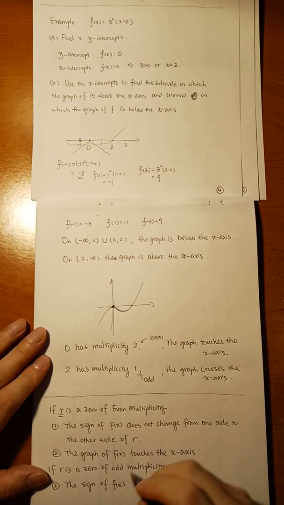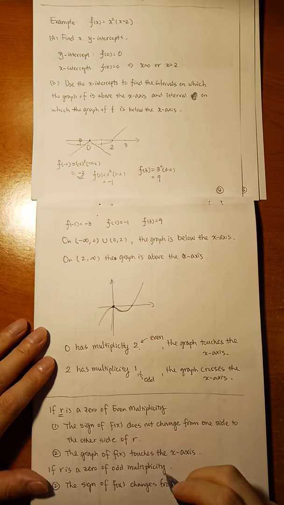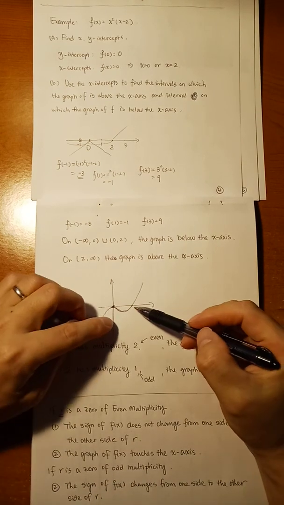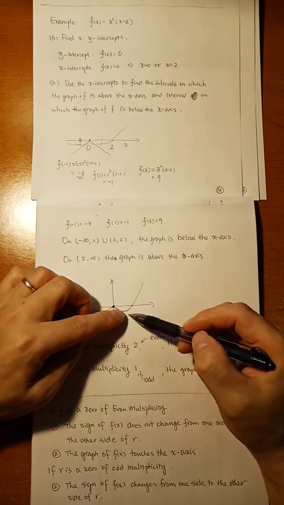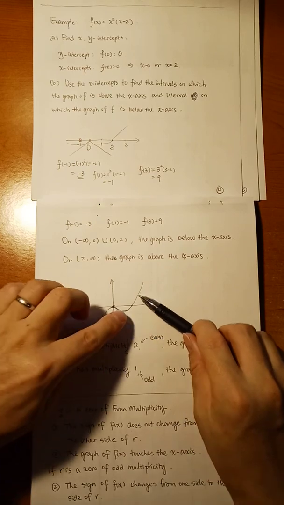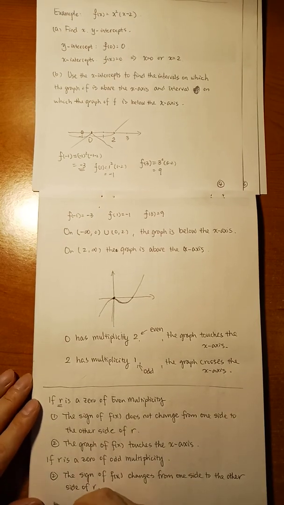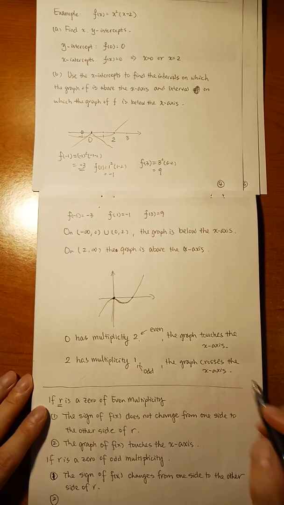of f(x) changes from one side to the other side of r. So you see here, on the left side the sign is negative, on the right side the sign is positive. Below the x-axis it's negative, above the x-axis it's positive. So that's what it says. If you have an odd multiplicity, then definitely on two sides of this 0, one is positive, the other one will be negative. So this is 1, 2. The second thing is that the graph crosses the x-axis.